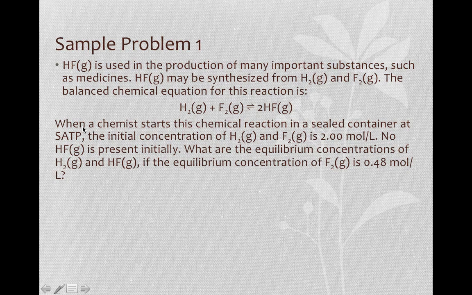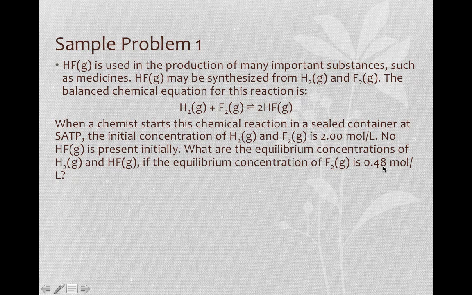The question says, when a chemist starts with this chemical reaction in a sealed container at SATP, meaning standard ambient temperature and pressure, the initial concentration of both hydrogen and fluorine gas is 2.00 moles per liter, and there's no HF initially present. We're asked to solve for the equilibrium concentration of H2 and HF, and we're told that the equilibrium concentration of F2 is 0.48 moles per liter.